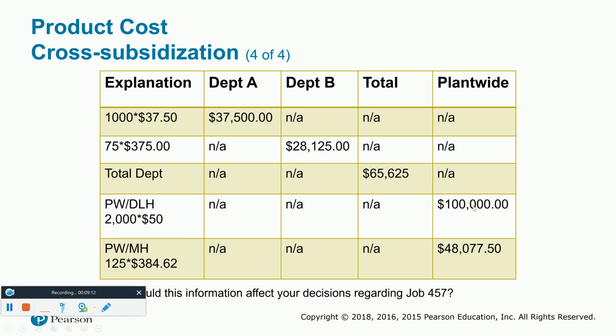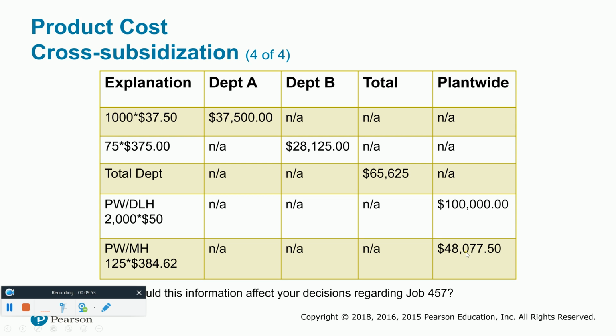If you add the two together, for the total department is $65,625. Now, plant-wide, if you recall, the direct labor hours, which was 2,000 for the total process, times $50 per hour. All right, if you remember, that was our plant-wide rate, or $100,000. And we had 125 machine hours. And remember, our plant-wide machine hour rate was $384.62. All right, so where are we? The total department is $65,000, but if we were using a plant-wide direct labor hour rate, it would have been $100,000. If we were using machine hours, it would have been $48,000.